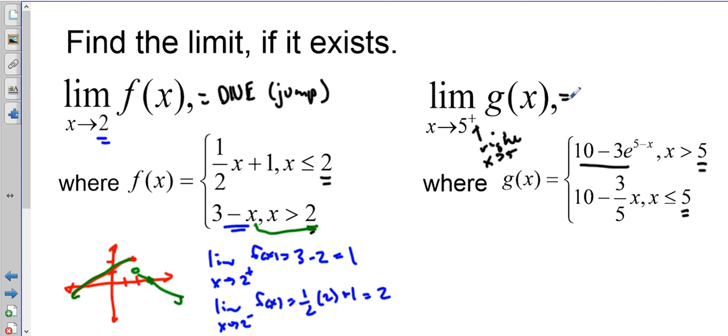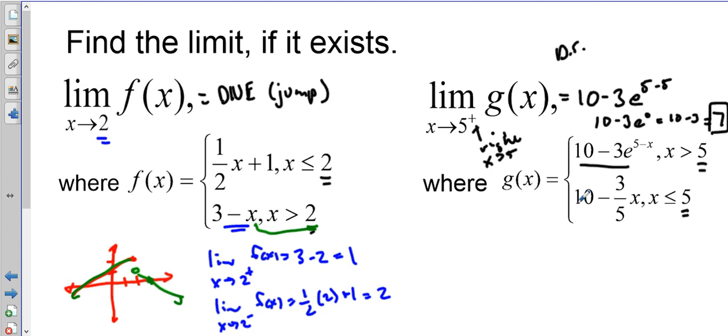So to find this limit, I'm going to use direct substitution, just like I did with these right here. But I'm going to plug this 5 into this function right there. So I go 10 minus 3, e to the 5 minus 5, all right? And what we have then is 10 minus 3, e to the 0, which we know is going to be 1. So we have 10 minus 3, which equals 7. Our limit equals 7. Okay?